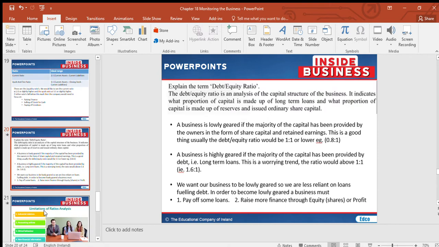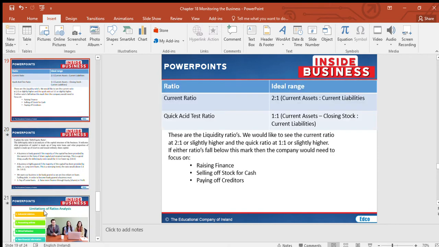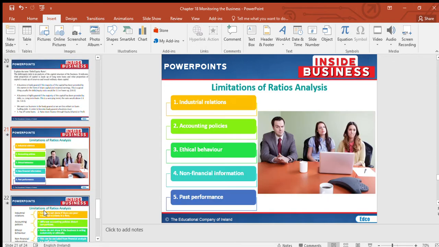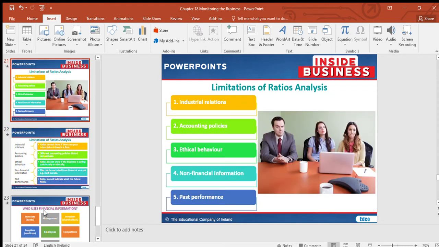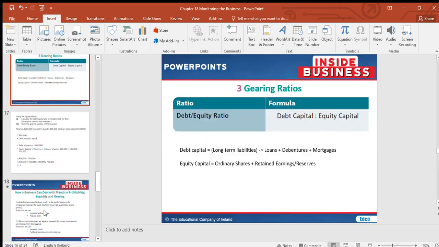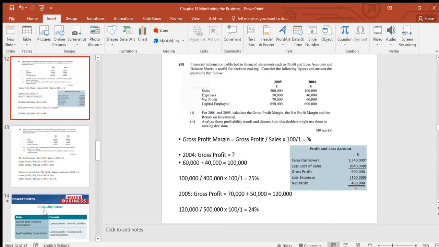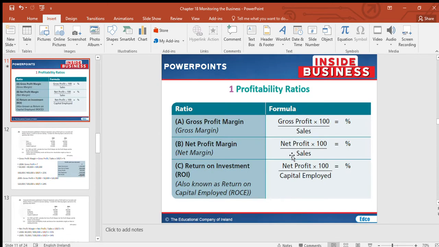I've gone through this in previous videos, which I would encourage you, if you're not really sure of some of this, maybe to go back over. Finally, just the limitations of ratio analysis are there. I don't really need to go through them in much more detail. I've talked about this formula. These are the formulas. This is easy because they tell you generally what these are.